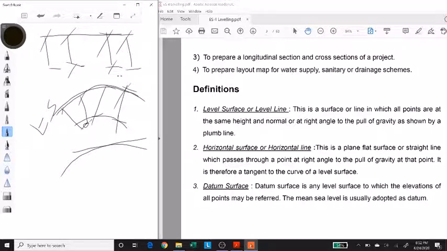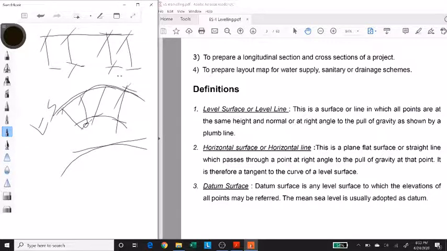So when you perfectly level your instrument, the plane of your instrument is not a level surface, it's actually a horizontal surface or a horizontal line. And that is when your instrument becomes perfectly leveled, when you achieve this horizontal line, or when you achieve this tangency to the curved surface, which is the level surface. Then comes the datum surface.